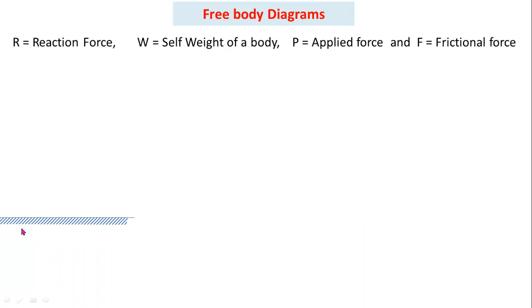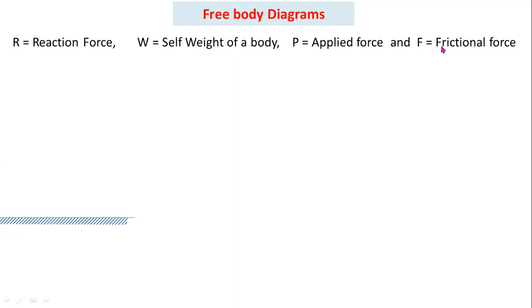Here this is a horizontal surface, horizontal support. For rough surfaces, you have to consider frictional force. For smooth surfaces, don't consider friction. Only for rough surfaces do you have to consider friction. So this one is a rough horizontal surface, so you have to consider a frictional force.